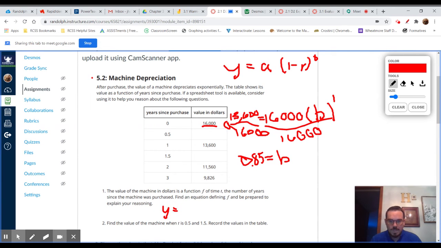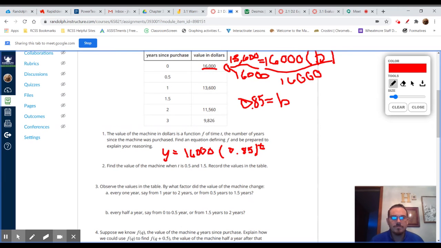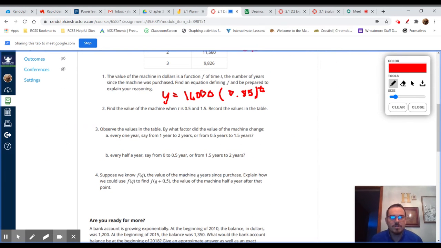y equals 16,000 times 0.85 to the t. The reason it's 16,000 is because that's where the value of our machine started. We found the 0.85, and T is time in years, the number of years since the machine was purchased. That's a really cool feature that this thing just keeps my work there.